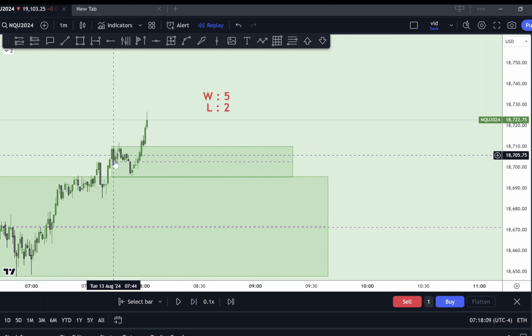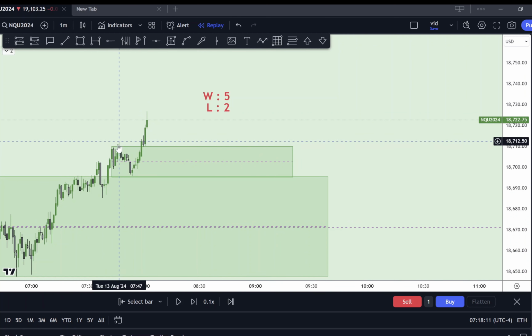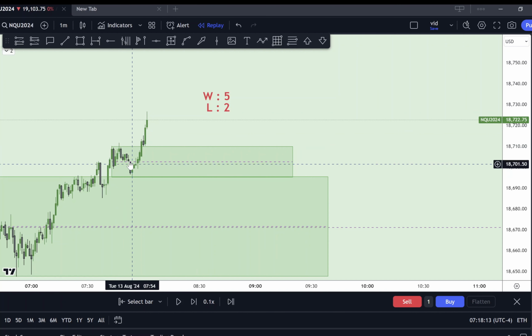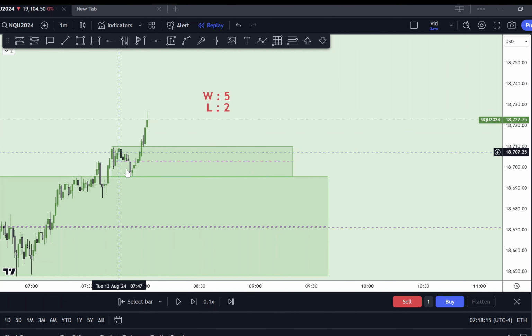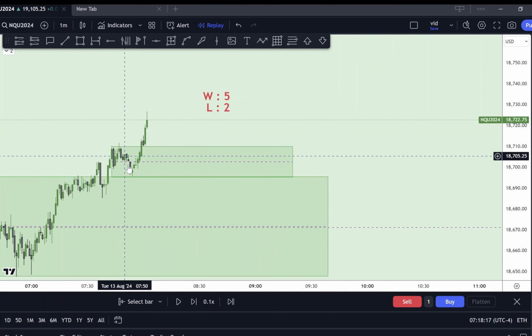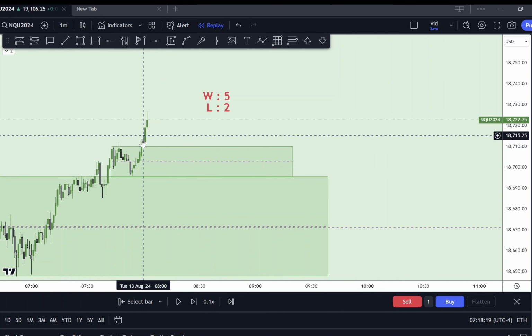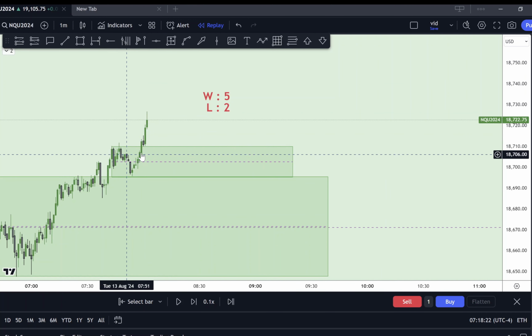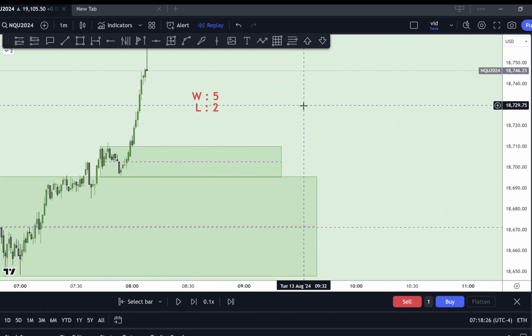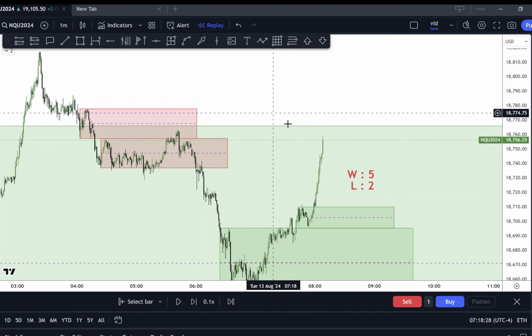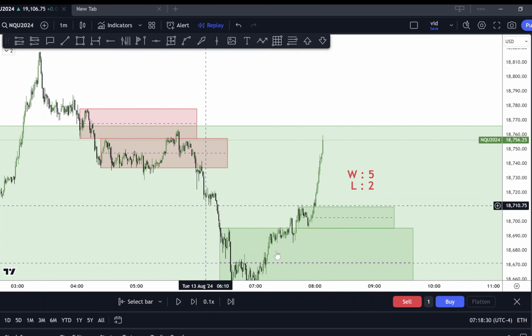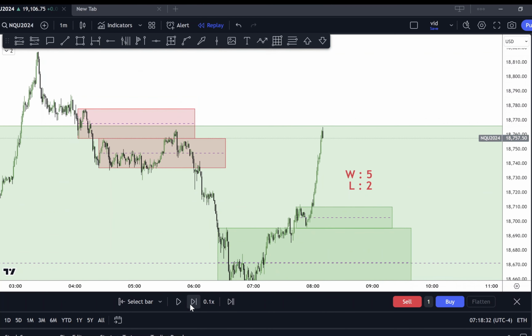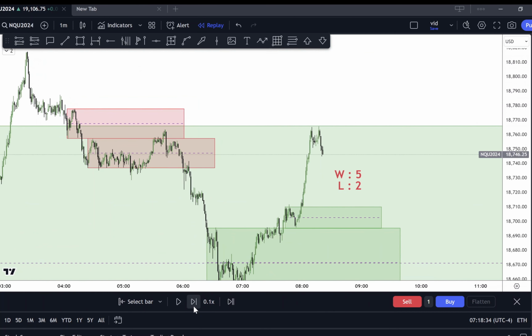So this is the valid pullback. We wicked above it. We don't count it. And then we did our valid or lowest low. And then we closed above the valid pullback high. So this is our zone now. So again, price is maybe just accelerating to take these weak highs. Okay.